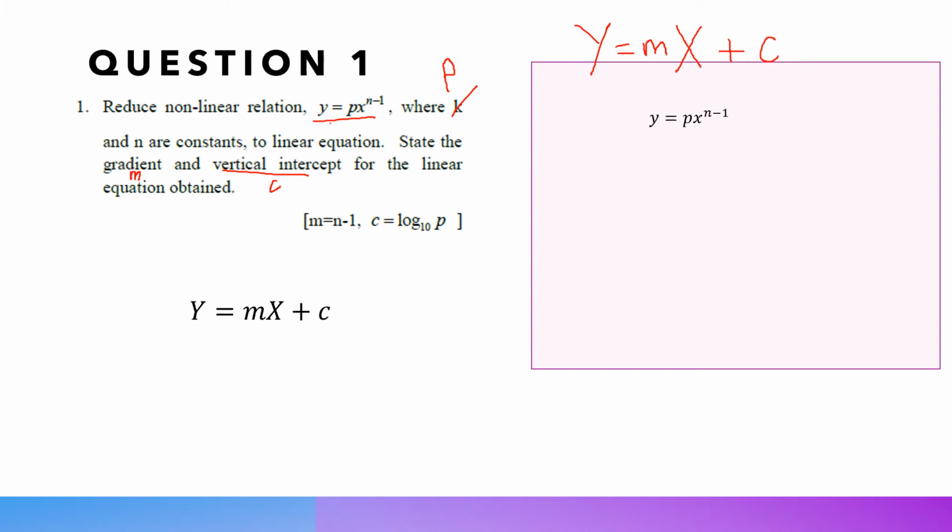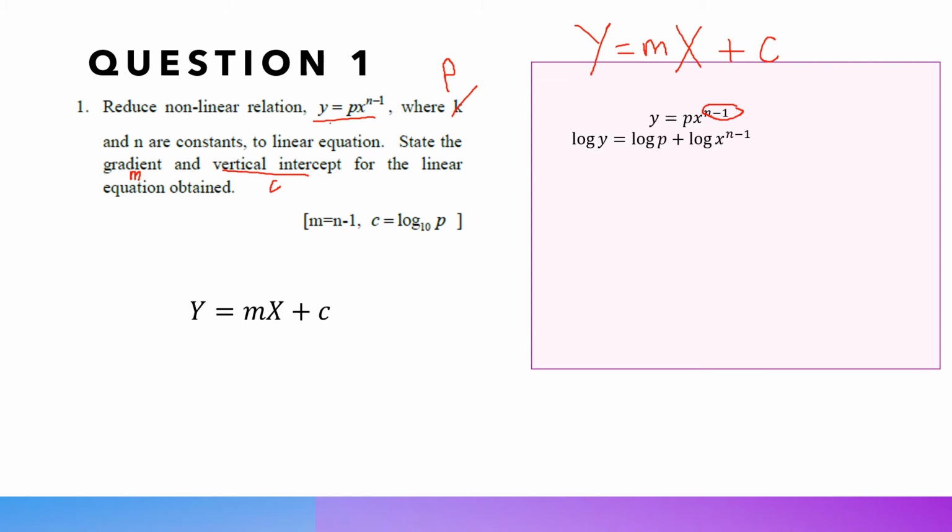Okay, what can you do to make it into this form? You use log on both sides, because you cannot divide, and you cannot times to make this x, the power is 1. You cannot do that. So what you can do is log both sides. So log y on the left side equals log p plus log n to the power n minus 1.